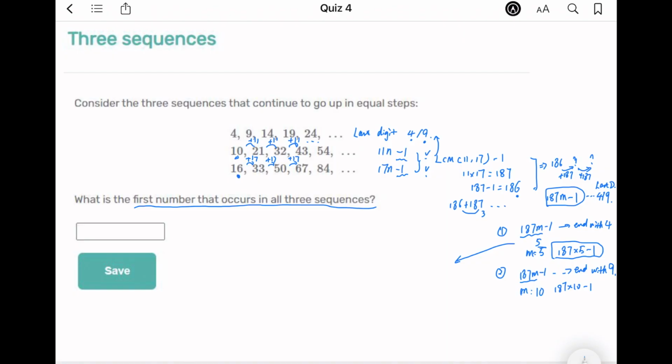Let's work it out. 187 times 5 minus 1 equals: 7 times 5 equals 35, then 8 times 5 is 40, plus 3 is 43, 1 times 5 is 5, plus 4 is 9, so it's 935 minus 1, the answer is 934. Therefore, 934 is the correct answer.